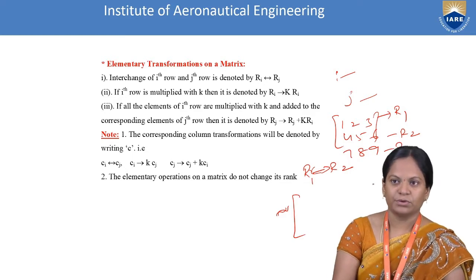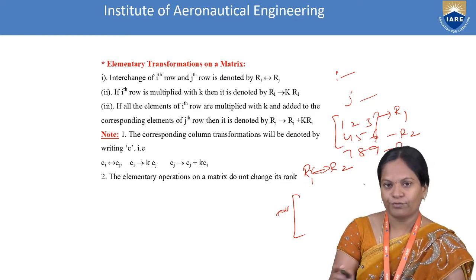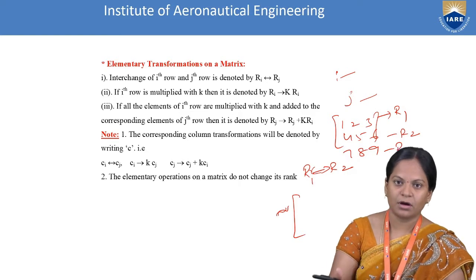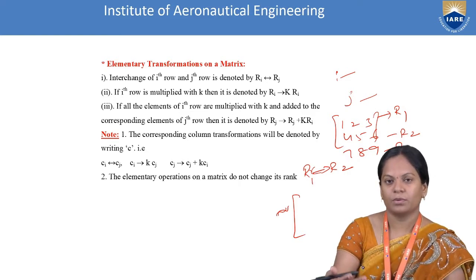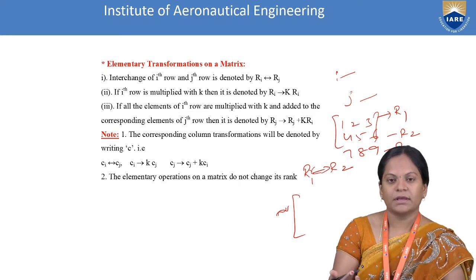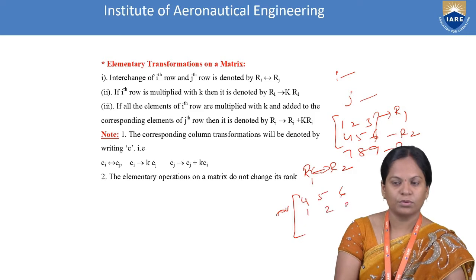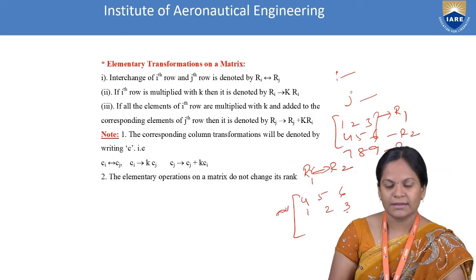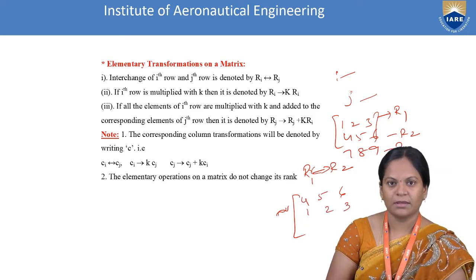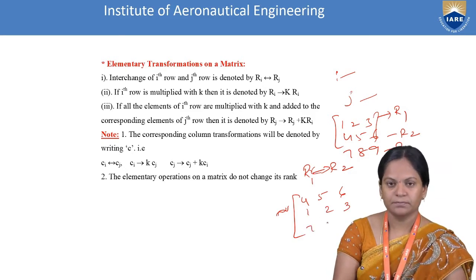Here R1 is 1, 2, 3 and R2 is 4, 5, 6. Now I am changing R2 to R1 and R1 to R2. Then the matrix becomes 4, 5, 6 in the first row and now 1, 2, 3 in the second row. The third row is as it is. I am not disturbing anything in the third row elements, so I write the third row as it is.